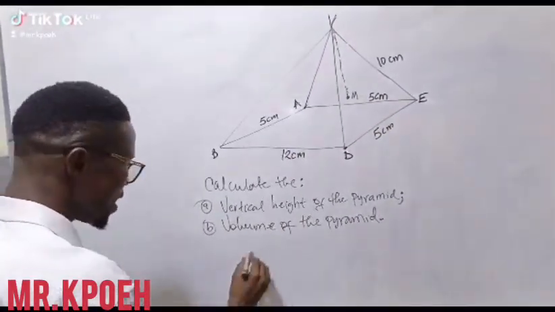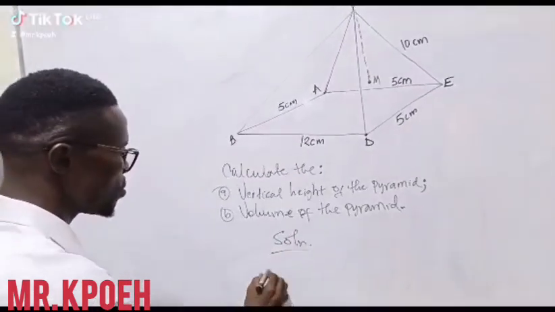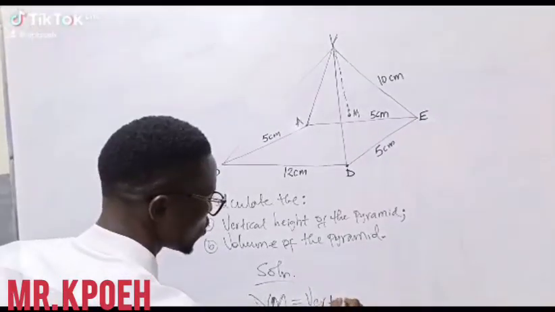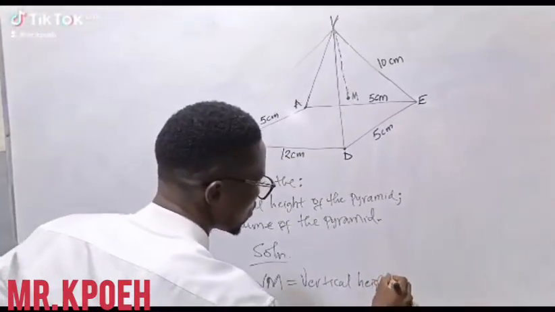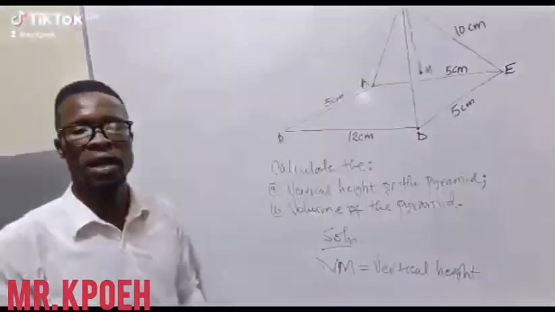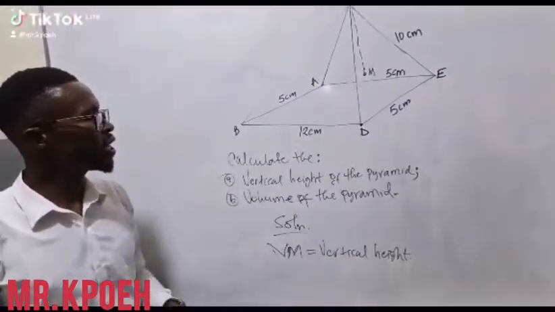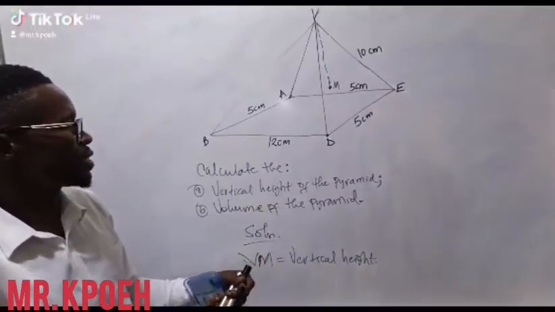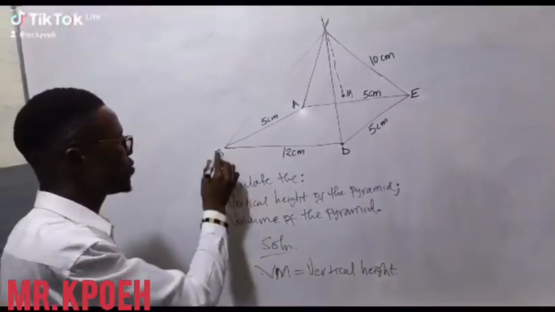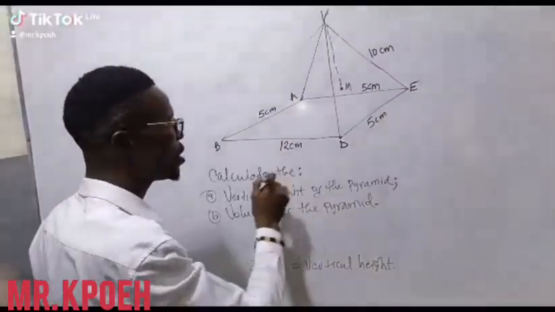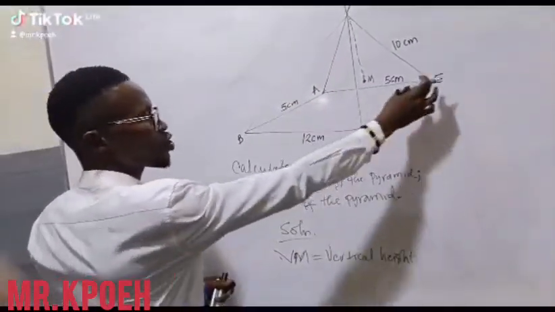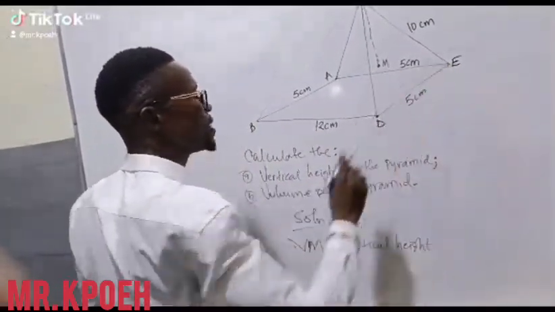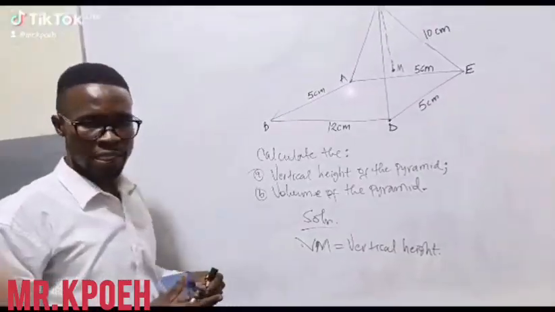So it means that VM is equal to the vertical height. So this VM is uniform. But to get VM, we see clearly that this pyramid has a rectangular base. How do we know that it's a rectangular base? You can see from B, A, E, D. We see that from A to B is 5, and also E here. So this is the length. B to D is the length, and on the side is the width. So we can draw a line because it's a rectangle.